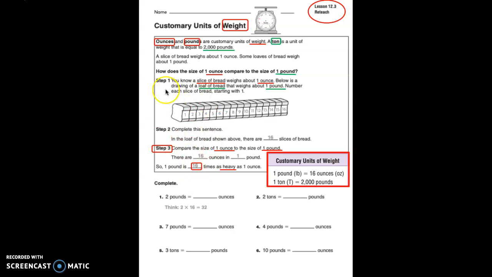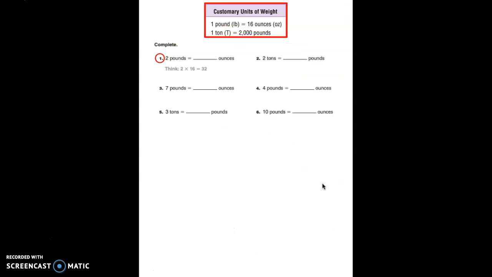This is a good reference to have, and it's also on your measurement reference sheet. And it says customary units of weight. 1 pound equals 16 ounces. 1 ton is 2,000 pounds. Let's try some problems together.